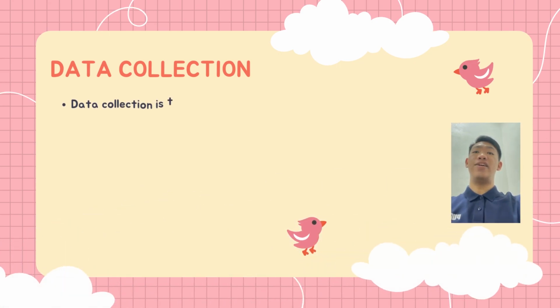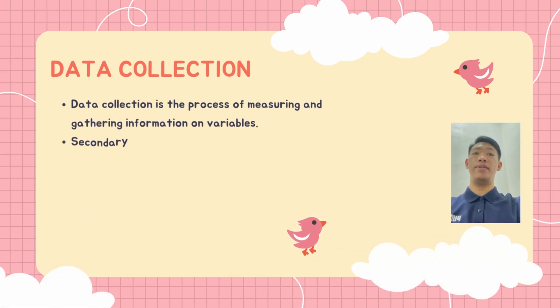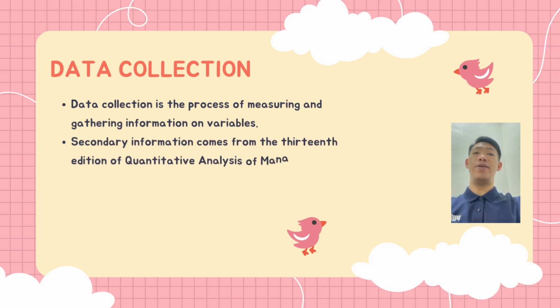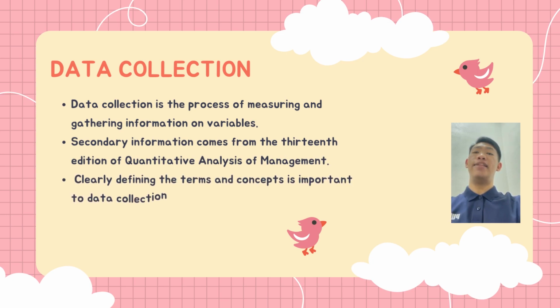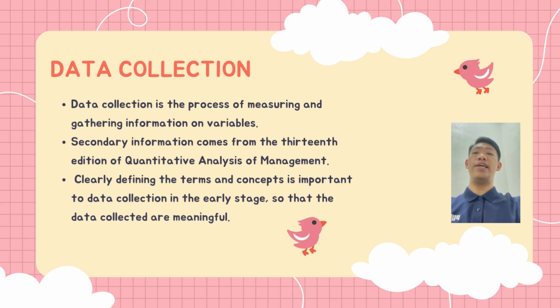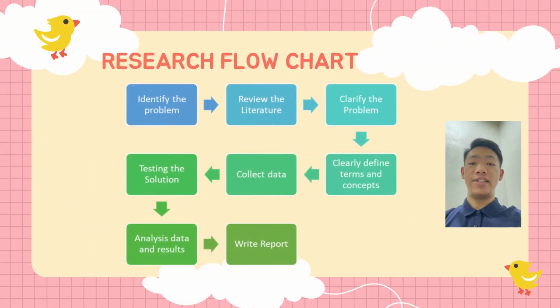Data collection. Data collection is a process of measuring and gathering information on variables. Secondary information comes from the 13th edition of Quantitative Analysis for Management. Clearly defining the terms and concepts is important to data collection in the early stage so that the data collected are meaningful. Research flowchart. The research flowchart is divided into 8 steps and it is built to achieve the objective.